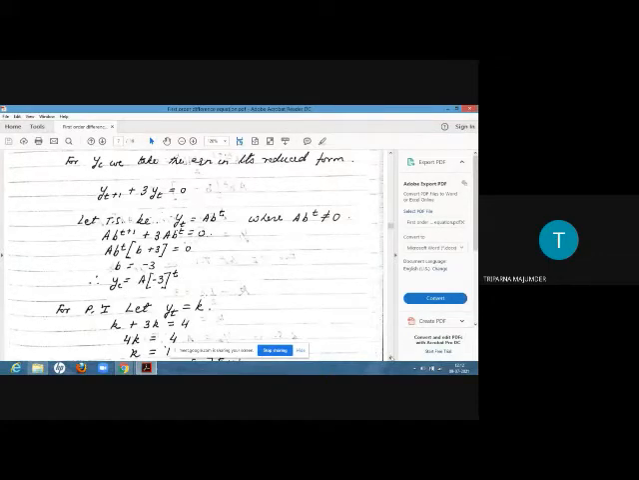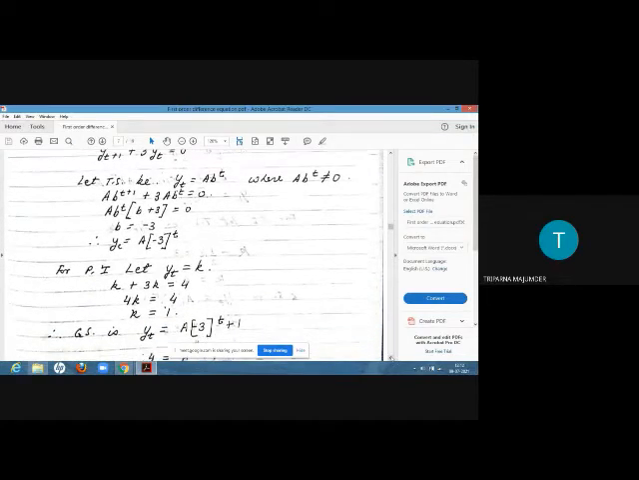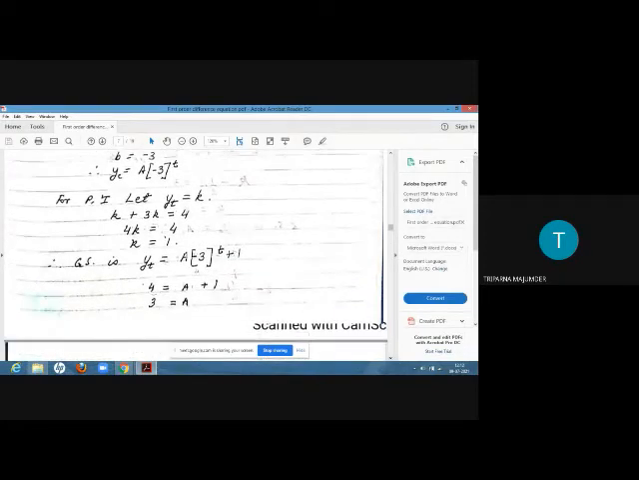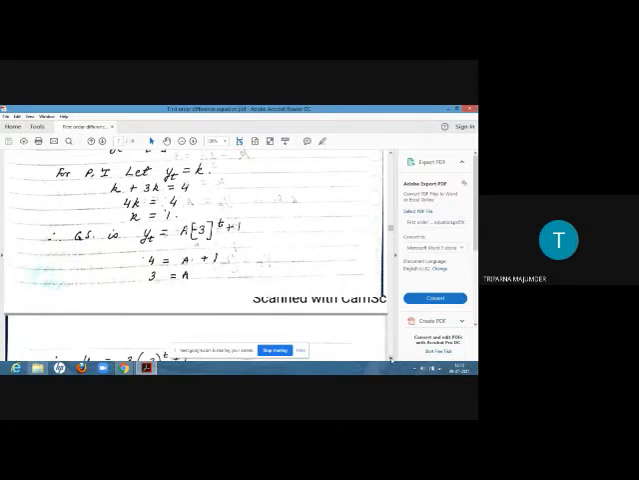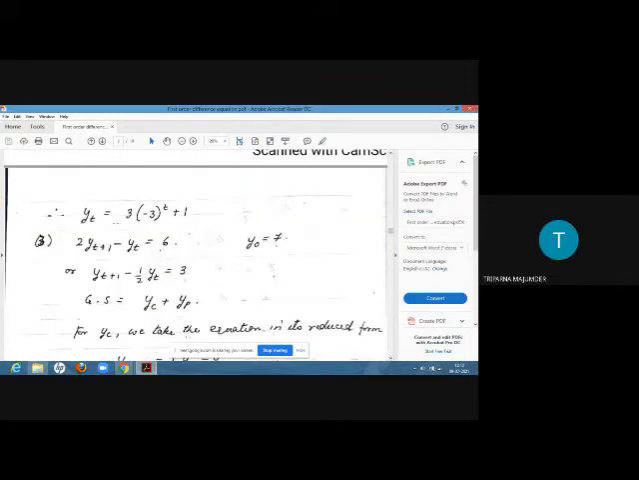For the particular integral, we again take yt equal to k as our trial solution and get the value of k to be 1. So the general solution is a into minus 3 to the power t plus 1, and now our y0 was 4. So this gives us the value 3 for a, and we substitute 3 here to get the solution as 3 into minus 3 to the power t plus 1.